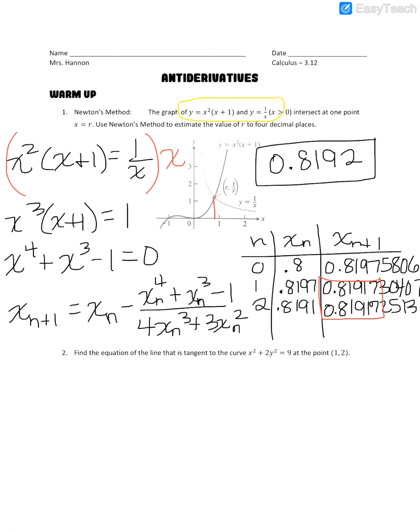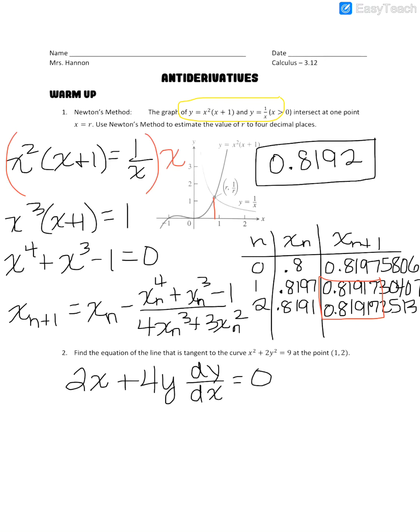All right, number 2, find the equation of the line that is tangent to the curve x squared plus 2y squared equals 9 at the point (1, 2). Okay, so remember the first thing we want to do is find the slope of our tangent at that point, and to do that we take our derivative. You probably noticed that the y is mixed into this whole equation, which means we're going to do our derivative implicitly. So we start from the left, we have 2x plus 4y dy/dx, since I did the derivative of the y, equals 0.